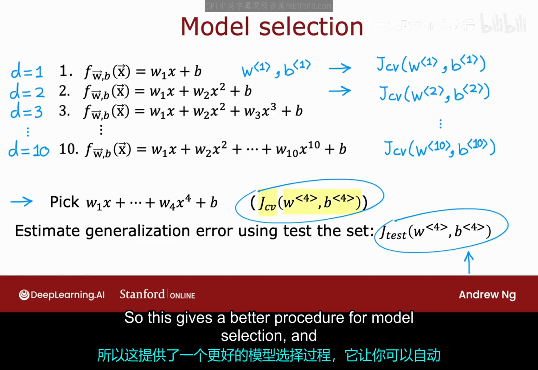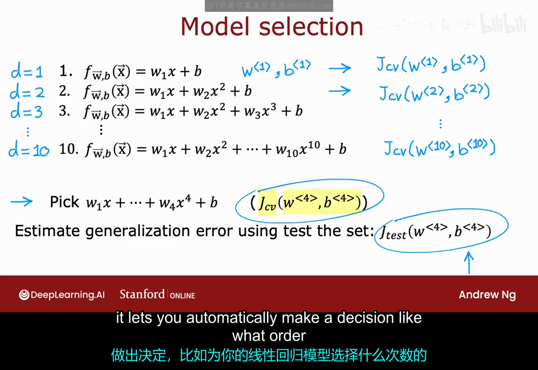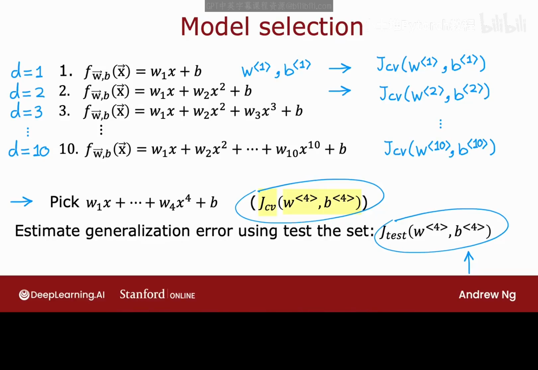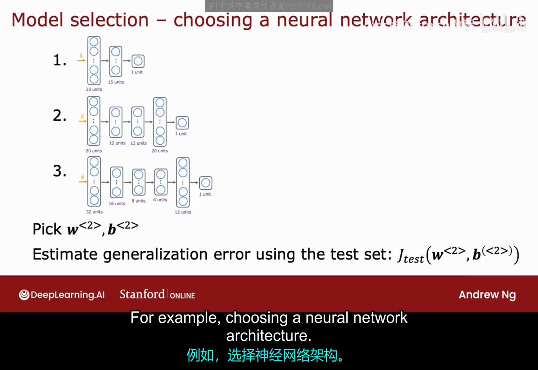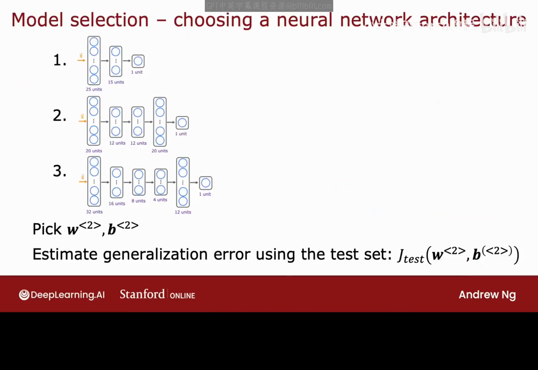So this gives a better procedure for model selection, and it lets you automatically make a decision like what order polynomial to choose for your linear regression model. This model selection procedure also works for choosing among other types of models. For example, choosing a neural network architecture.